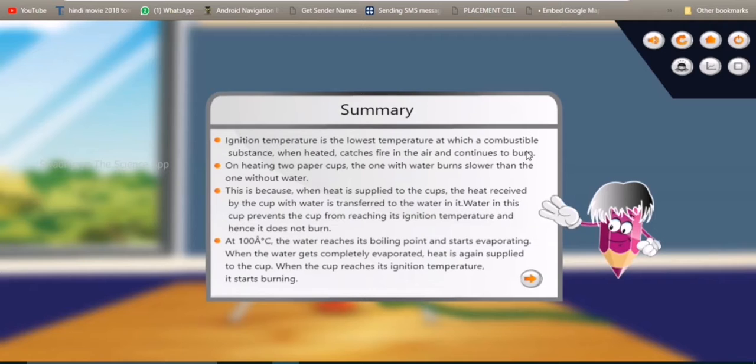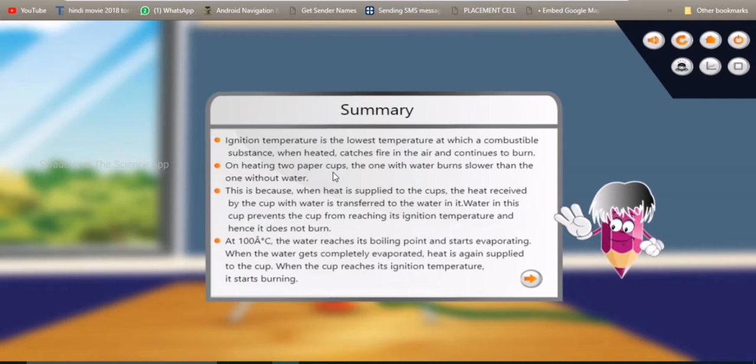The ignition temperature is the lowest temperature at which a combustible substance, when heated, catches fire in the air and continues to burn. On heating two paper cups, the one with water burns slower than the one without water. This is because the heat received by the cup with water is transferred to the water in it. Water in the cup prevents it from reaching its ignition temperature, and hence it does not burn. At 100 degrees Celsius, the water reaches its boiling point and starts evaporating.